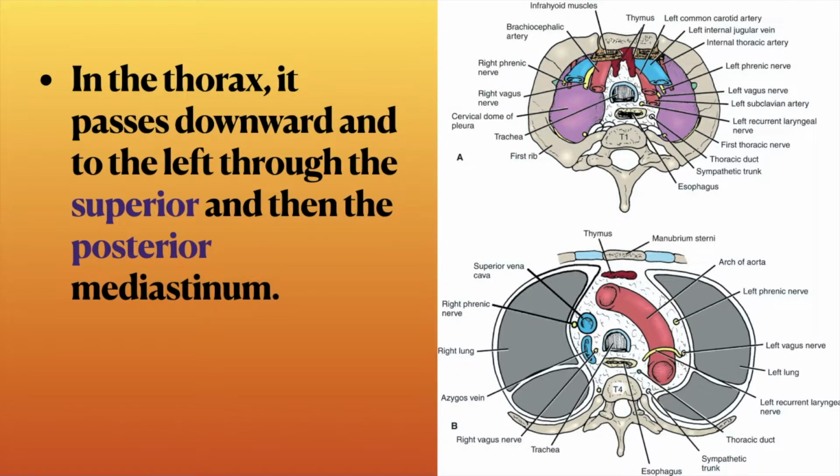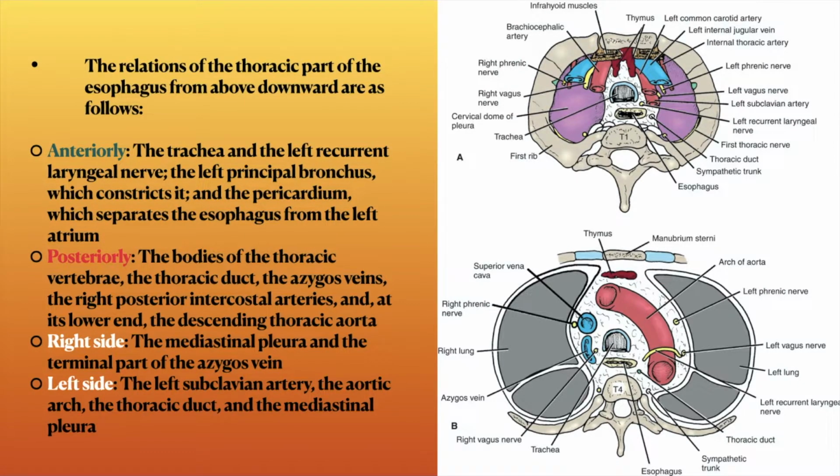In the thorax, it passes downward and to the left through the superior and then the posterior mediastinum. The relations of the thoracic part of the esophagus from above downward are as follows. Anteriorly, the trachea, of course, and the left recurrent laryngeal nerve, the left principal bronchus, which constricts it, and the pericardium, which separates it from the left atrium.